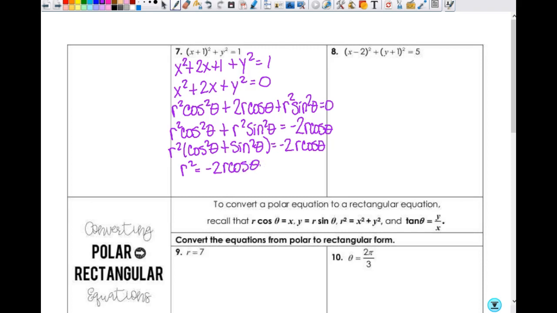So this one I can't leave an r squared though, because there's an r on the right hand side. Divide both sides by r. R is equal to negative 2 cosine theta. We good? Questions? All right. You start working on number 8.